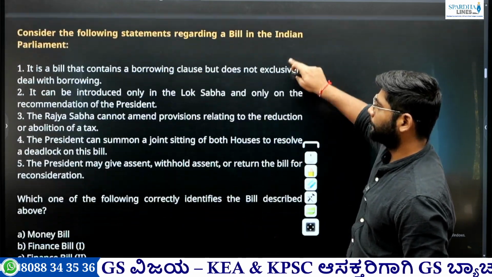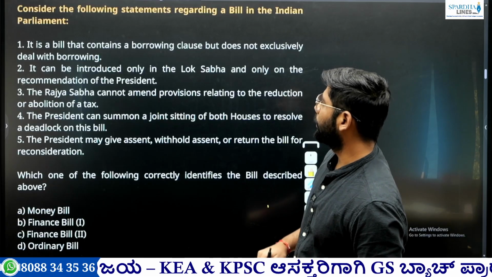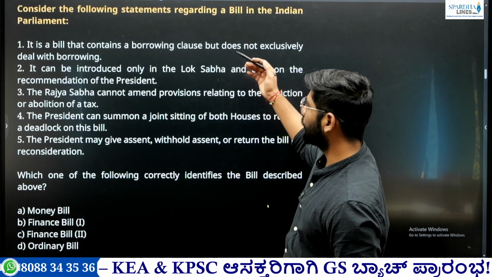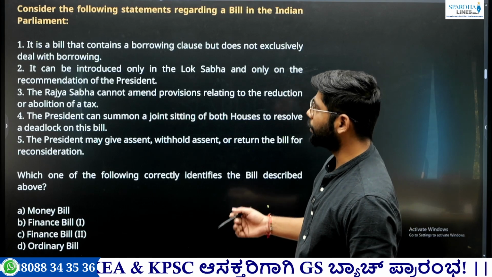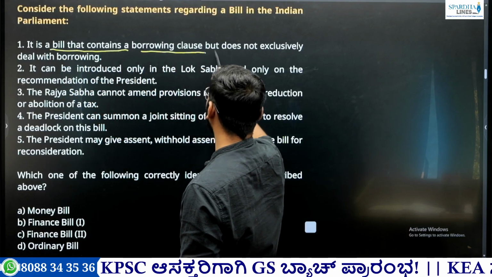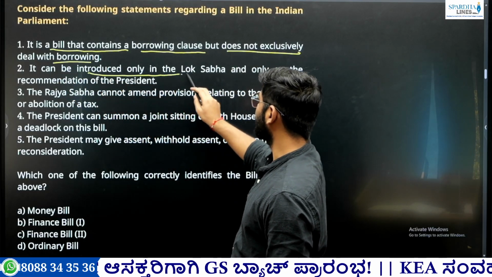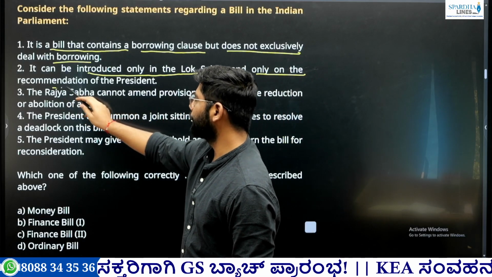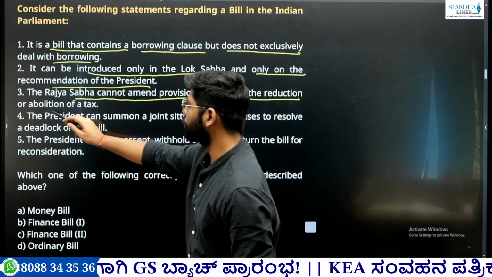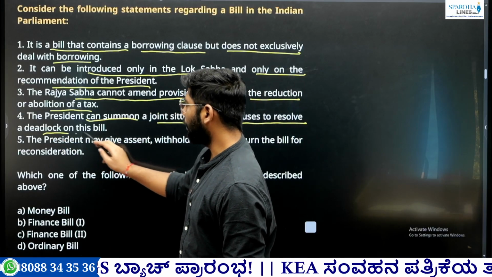It is about a bill. Consider the following statements regarding a bill in the Indian Parliament. It gives some description and asks you to decide which bill it is. It says first, it is a bill that contains a borrowing clause and does not exclusively deal with borrowing. Then it can be introduced only in the Lok Sabha and only on the recommendation of the President. Then the Rajya Sabha cannot amend the provision relating to reduction or abolition of the tax. Then the President can summon a joint sitting of both houses to resolve a deadlock on this bill.